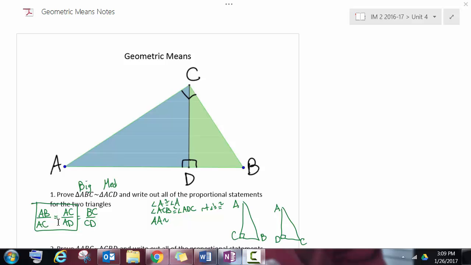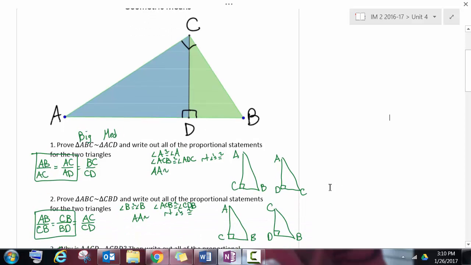So we write our ratios. AB, first two letters. AC, first two letters. AC, first and third letter. AD, first and third. BC, second and third letters. CD, second and third letters.